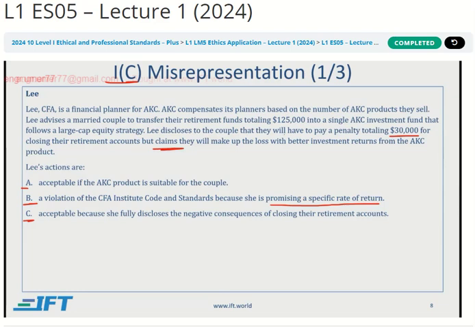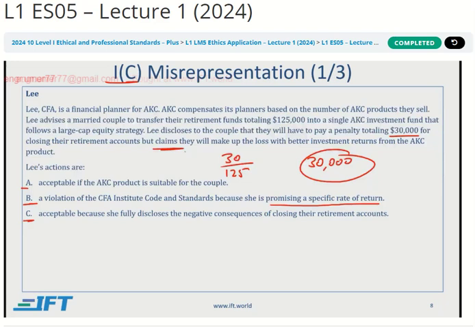Now, it might appear that Lee is not explicitly promising a return, but implicitly what she is saying is that by bringing funds over, you will need to pay a penalty of 30,000. And this penalty of 30,000, however, she claims will be made up. So indirectly, she is promising that the return will be at least 30,000 divided by 125,000. So this is what she is claiming.